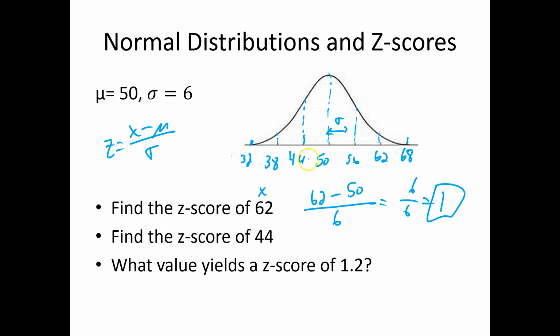For 44, any guesses what that's going to be? My guess is that it's going to be negative 1. Let's try it. So we do 44 minus 50 over 6. That's negative 6 over 6, which is indeed negative 1. Okay, so that z-score is negative 1.